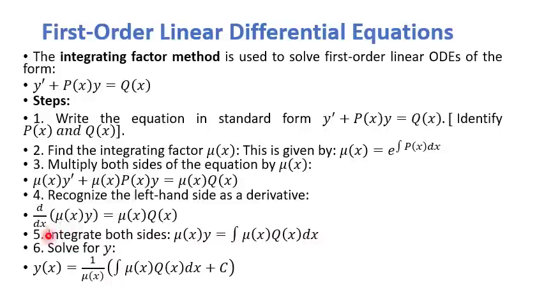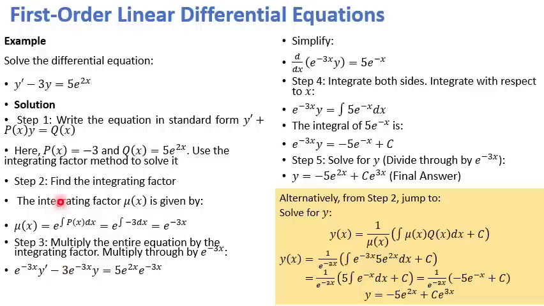Now, the next step would be then to integrate both sides of the resulting equation from the previous step and then solve for y. All right, so let's solve the differential equation y prime minus 3y equals 5 exponential raised to power 2x.